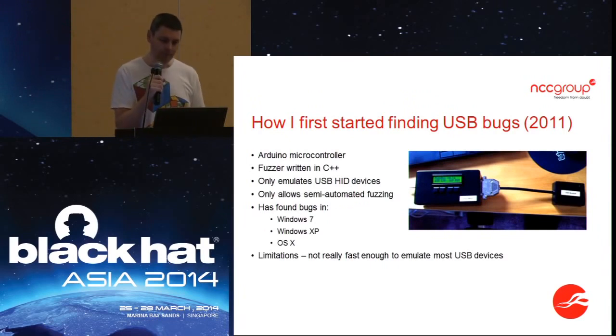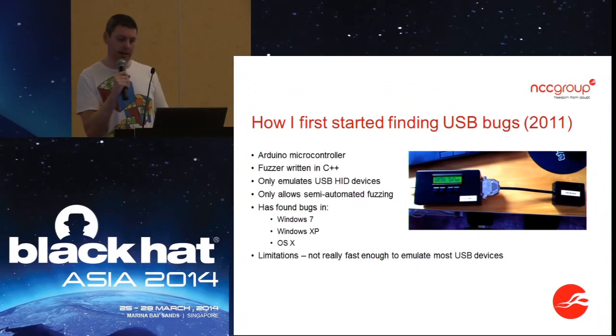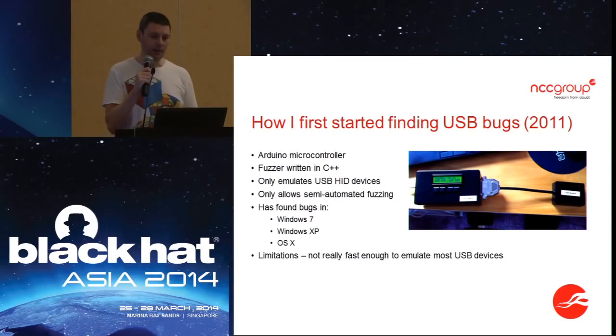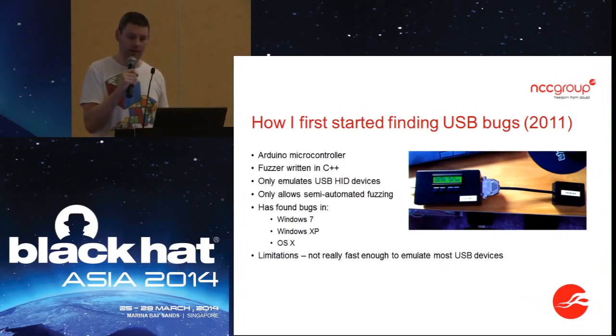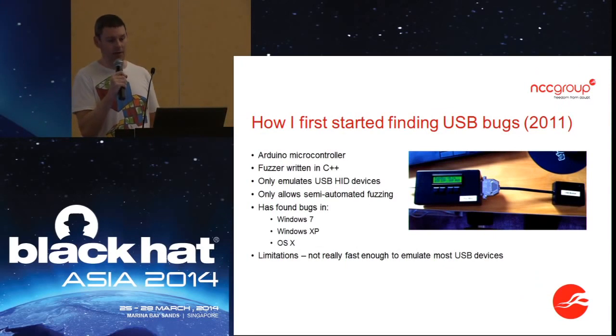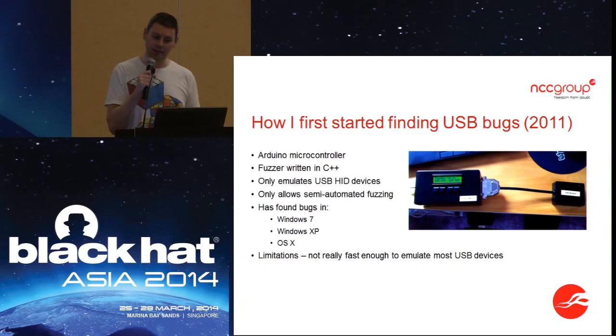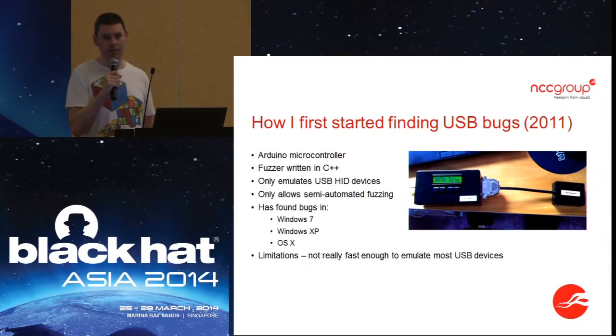Back in 2011, I had my first attempt at creating some hardware to emulate USB devices and used an Arduino microcontroller. The fuzzer that I wrote was very basic, in C++, for controlling this microcontroller. Because the microcontroller wasn't particularly powerful or fast, I was only able to emulate USB low-speed devices like HID devices, so human interface devices, things like mice, keyboards, that kind of thing. And it only allowed for semi-automated fuzzing.